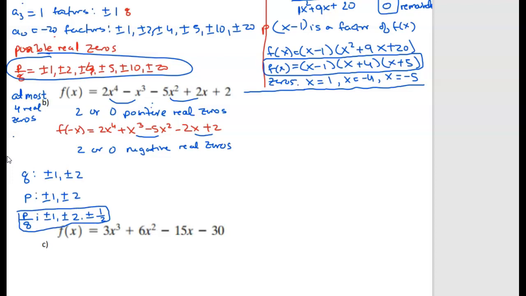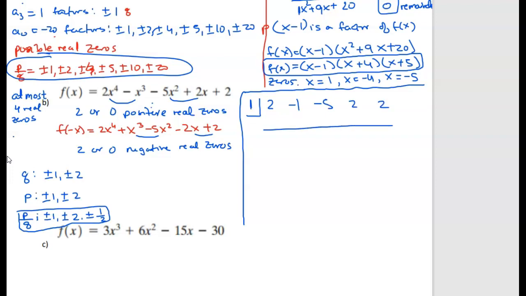Alright, now we got to try them out. So we have to do the synthetic division. Let's do over here. So pick one of these. Let's pick positive 1. So I'm going to put positive 1 in here. We're going to list our coefficients. 2, negative 1, negative 5, 2, and 2.